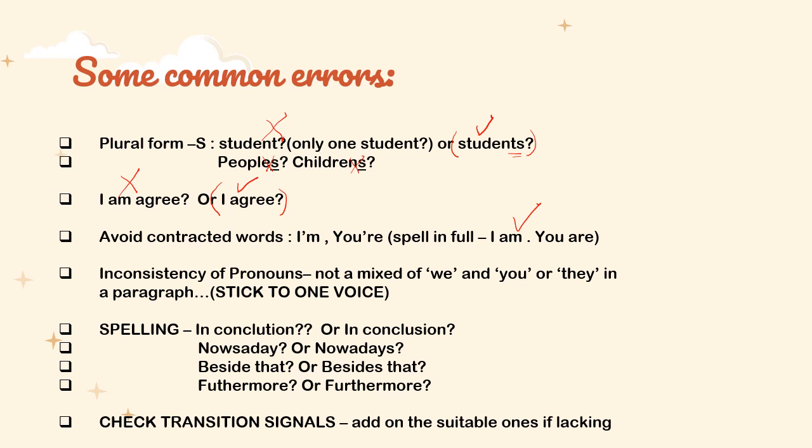Okay, and one more mistake that students always do is that they have inconsistency of pronoun use. So stick to one voice. Stick to one voice. Not a mix of we and you or they here. Stick to only one. That will be the problem.